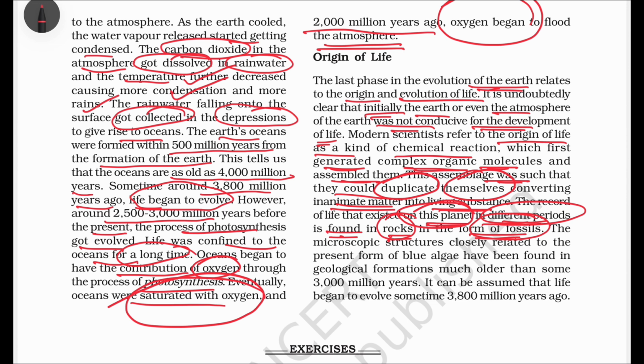The microscopic structures closely related to the present form of blue algae have been found in geological formations older than some 3000 million years. It has been assumed that life began to evolve somewhere around 3800 million years ago.